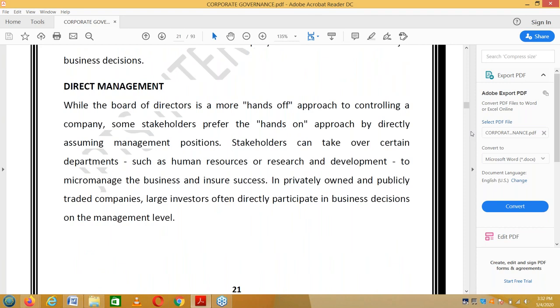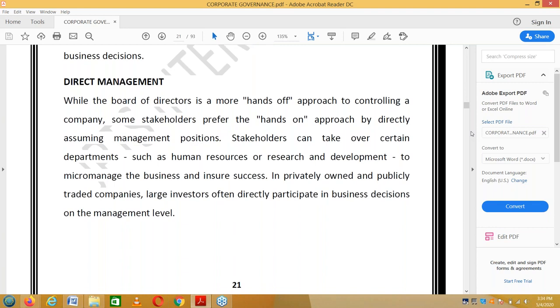Now, direct management. While the board of directors is a more hands-off approach to controlling a company, some stakeholders prefer the hands-on approach, like directly managing the company. They want to be involved in controlling and managing the company. Some stakeholders or boards of directors might decide to hand off, that is, they leave everything to the staff, while some would prefer a hands-on approach. That's assuming a management position. A board of directors can take the position of a CEO, the executive manager of the company, any senior management position. So stakeholders can take over certain departments such as human resources or research and development to micromanage the business and ensure success.